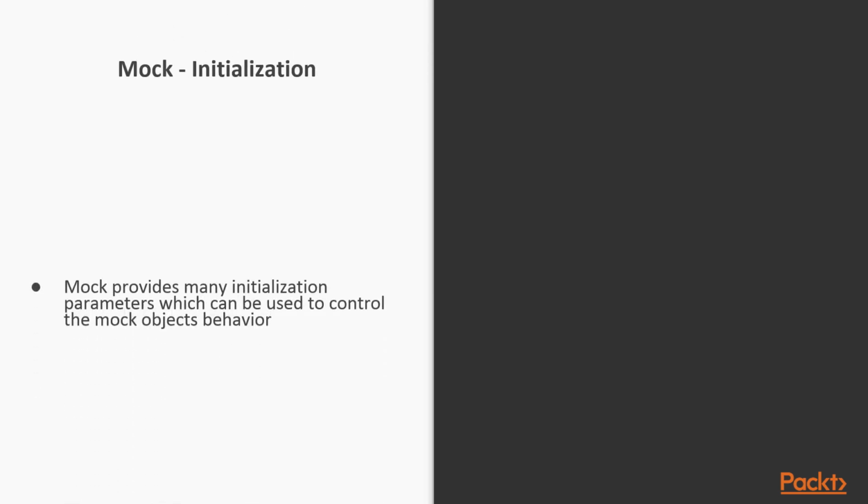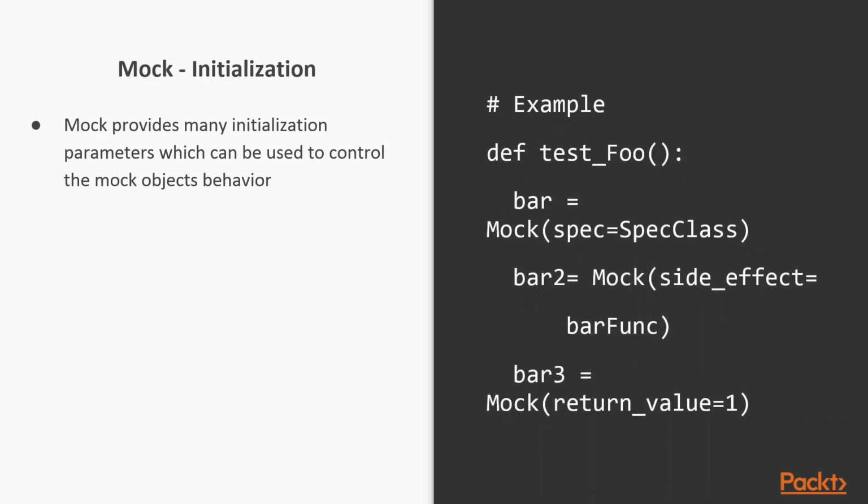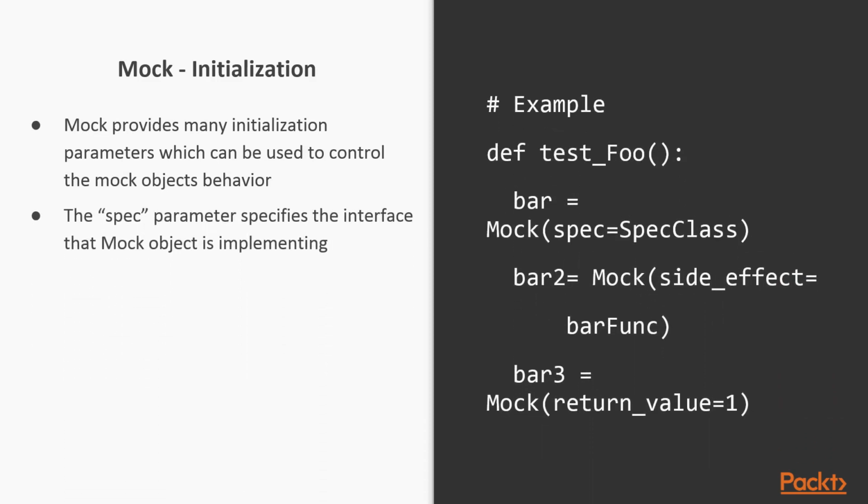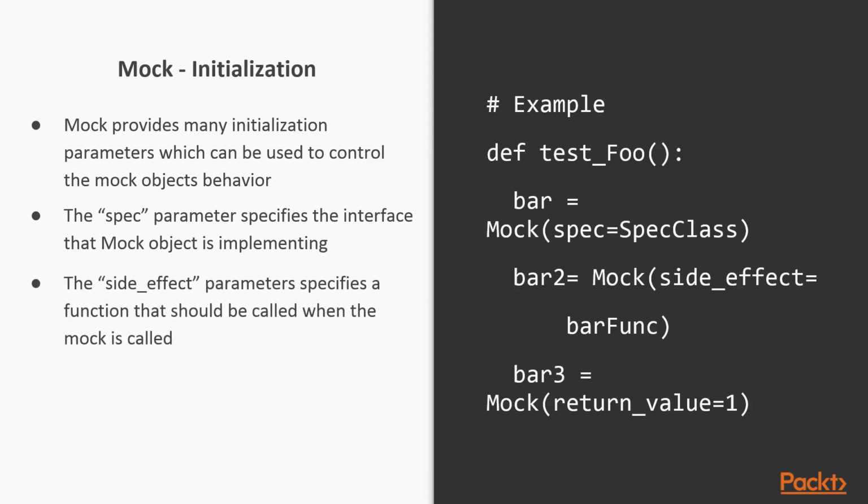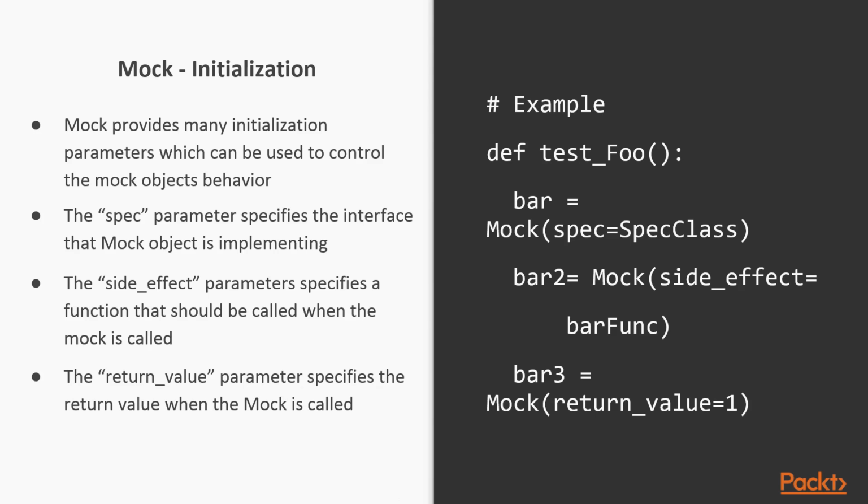Mock provides many initialization parameters which can be used to control the mock object's behavior. The spec parameter specifies the interface that the mock object is implementing. If any attributes of the mock object are called which are not in that interface, then the mock will automatically generate an attribute error exception. The side_effect parameter specifies a function that should be called when the mock is called. This can be useful for more complicated test logic that returns different values depending on input parameters or generates exceptions. The return_value parameter specifies the value that should be returned when the mock object is called. If the side_effect parameter is set, its return value is used instead.